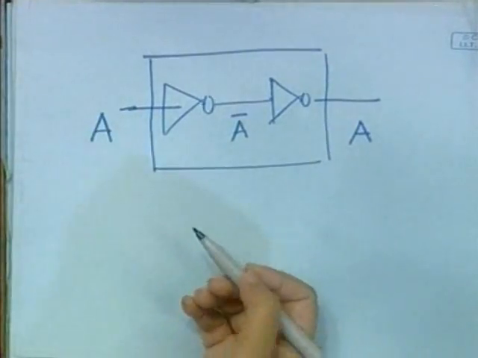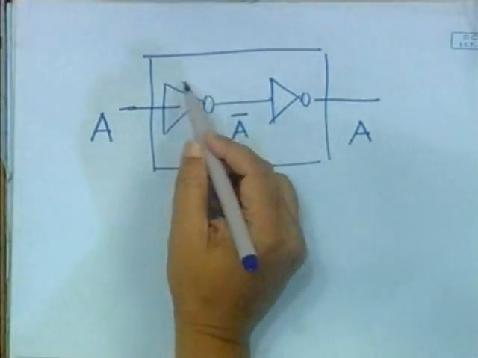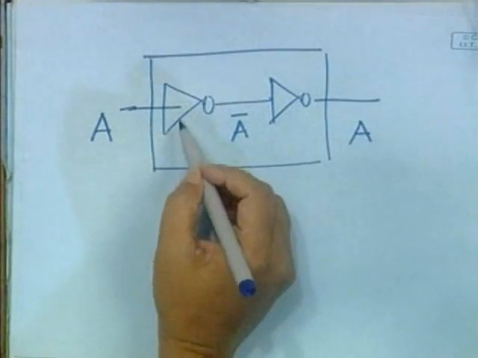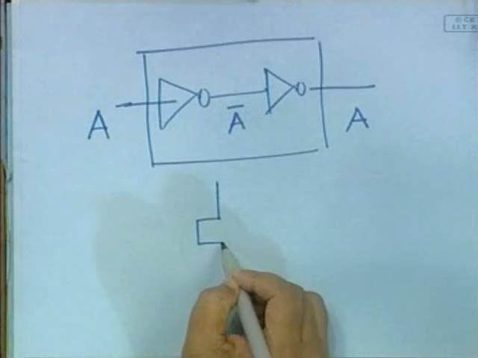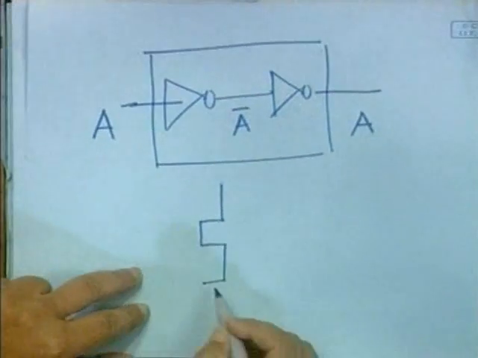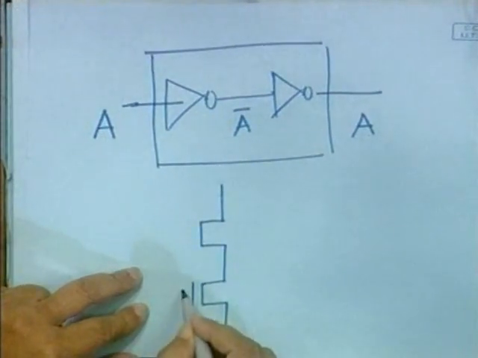Now, depending on the L by W of these transistors, I think you can remember in CMOS, what is the circuit of CMOS?